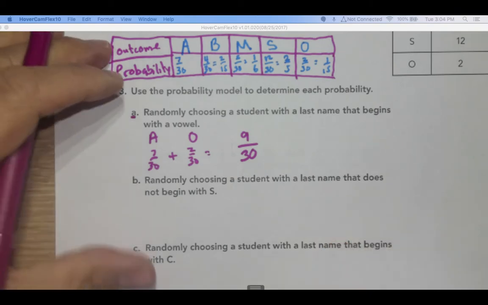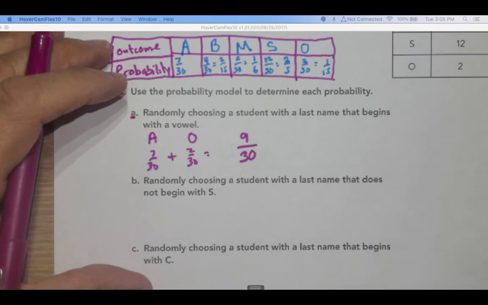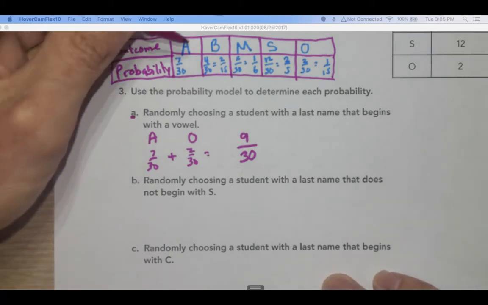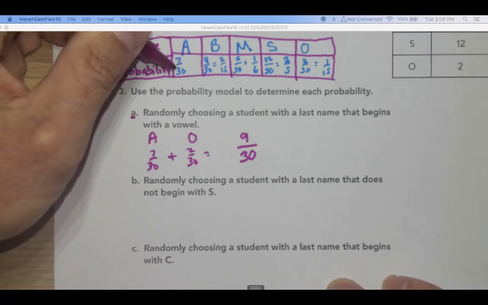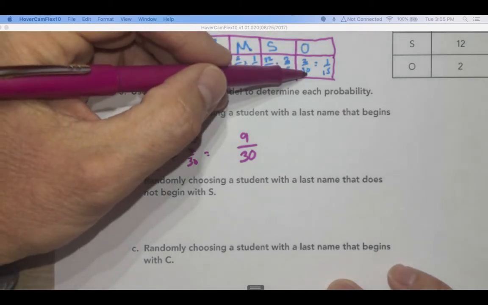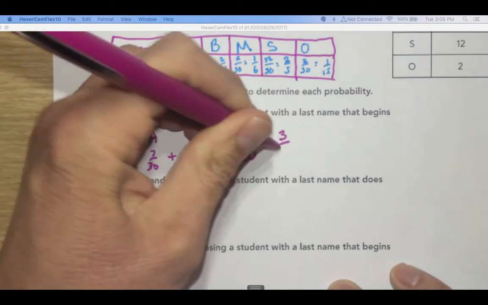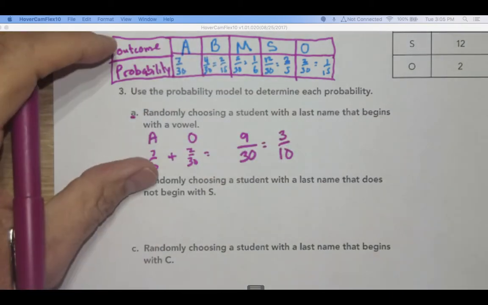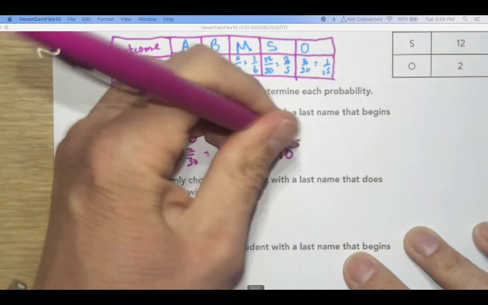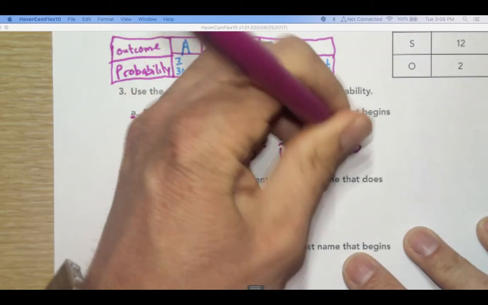Randomly choosing a student with a last name that begins with a vowel. A is 7 out of 30. O is 2 out of 30. That is 9 out of 30, which could be the same as 3/10. Okay. And then that could be 3/10, or that could be 30%.